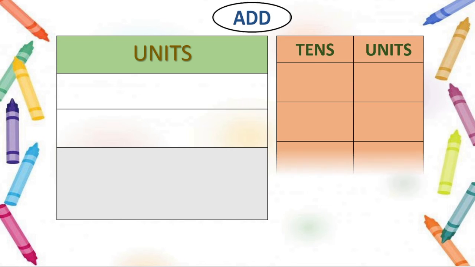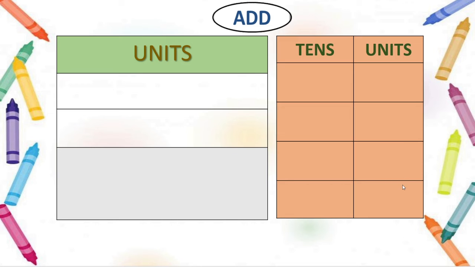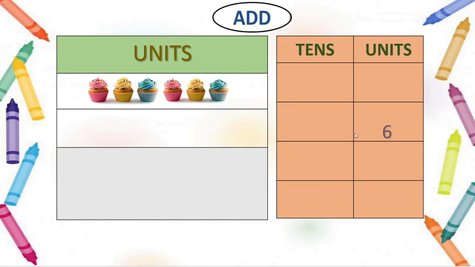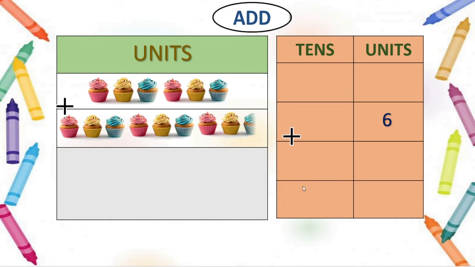Okay, again here tens and units columns. Units, ice cream cups. How many are there? 1, 2, 3, 4, 5, 6. Let us write 6 here. Please, children, leave one row here because we want to take the carried over number. Next, plus, how many ice cream cups are there? Let us count. 1, 2, 3, 4, 5, 6, 7, 8, 9. So here 9 units.